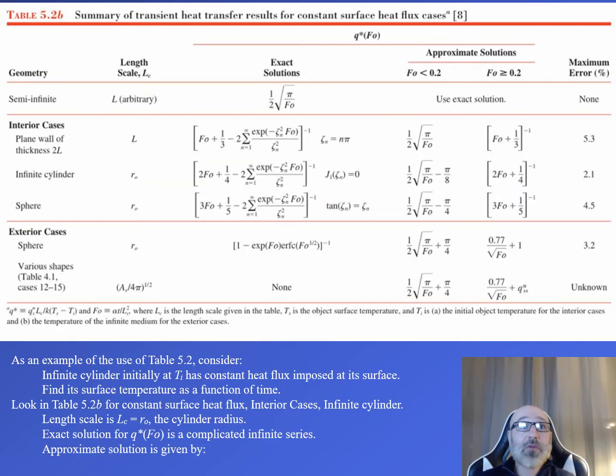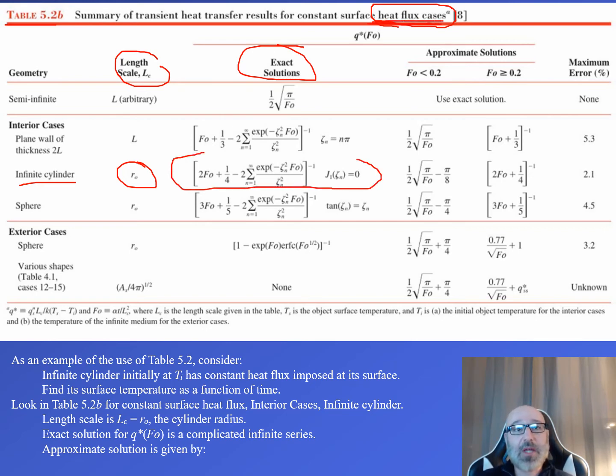Now we note the difference if we go to table 5.2b. This is now for constant heat flux cases rather than constant surface temperature cases. So we can go to the same thing down here. We look for our infinite cylinder. We can see, okay, here's our length, our L sub C is still going to be that R naught right there. Now we have this exact solution. We're dealing with a constant surface heat flux. We have this exact solution right here. And we can see we do have still approximate solutions for our Fourier number less than 0.2 and our Fourier number greater than or equal to 0.2, represented by these respectively.